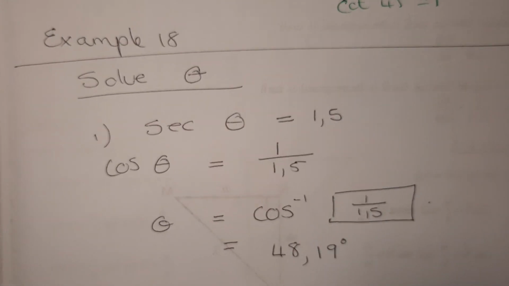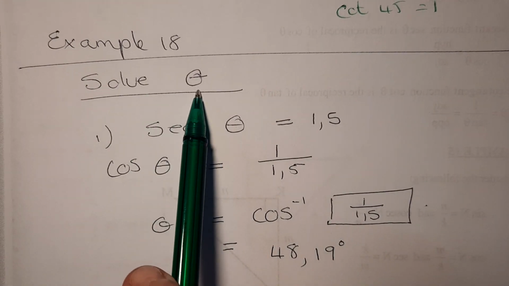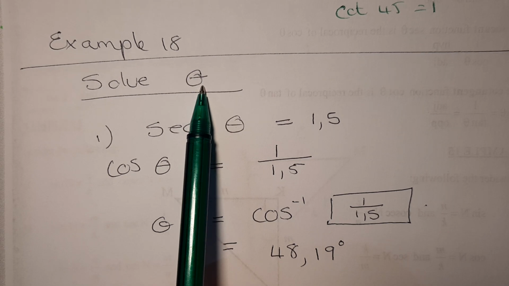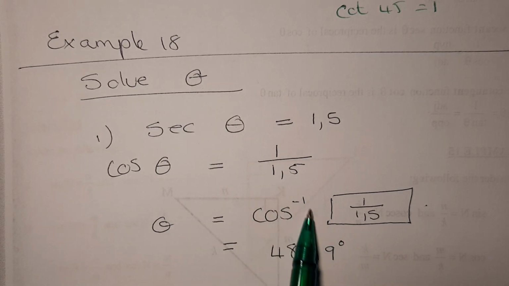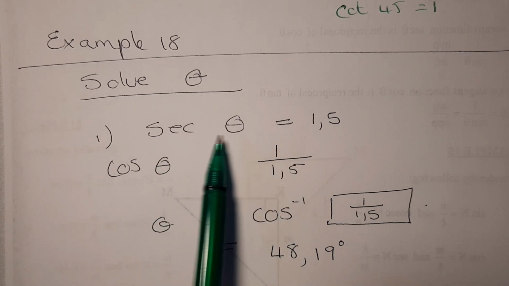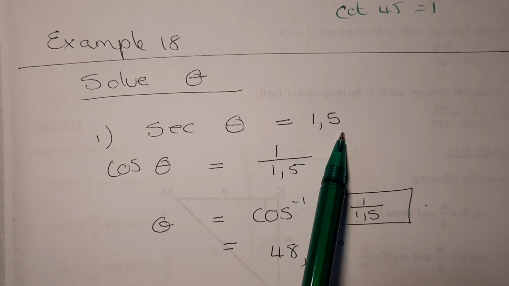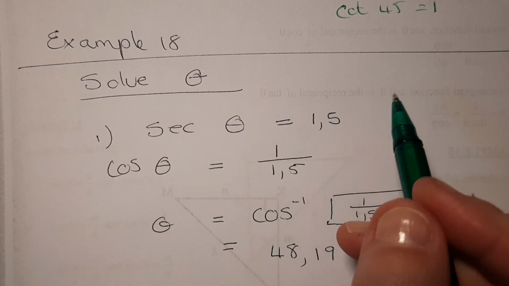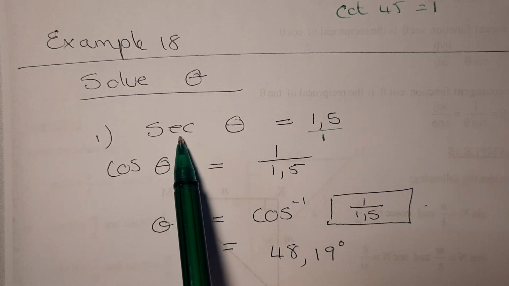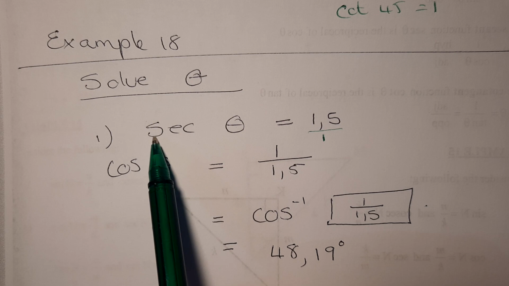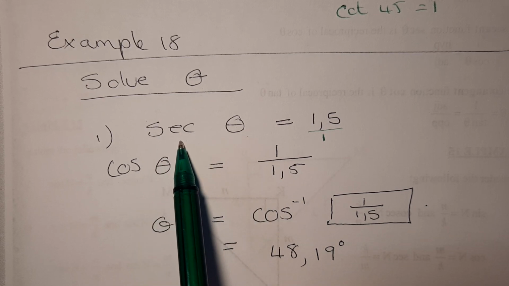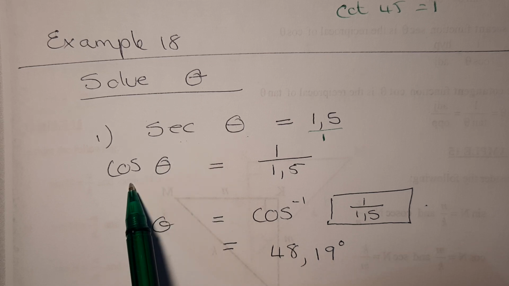The last one that I want to show you is how to get the angle. Remember, if you want the size of an angle, I must go shift and then the inverse sign. So sec theta is 1,5. So this is the same as 1,5 over 1. And you are not going to find sec on your calculator, so you will have to get the reciprocal of sec. And this reciprocal of sec is cos.